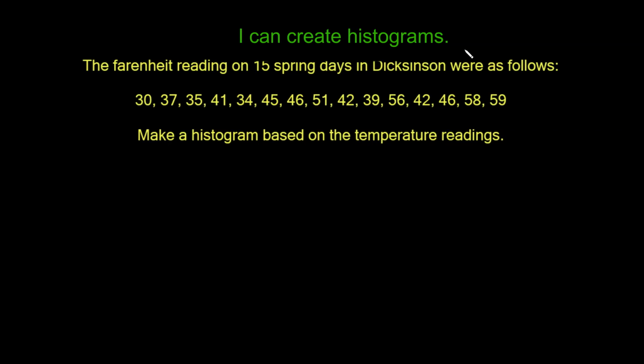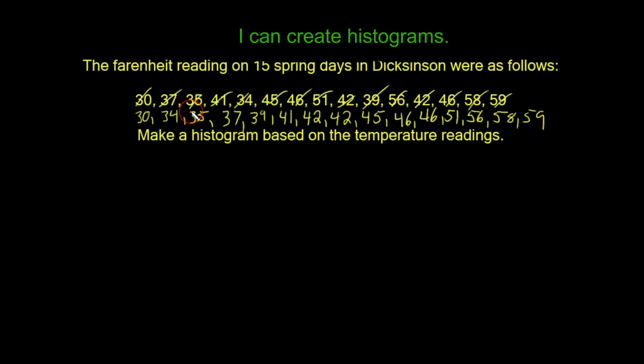It says the Fahrenheit reading on 15 spring days in Dickinson were as follows, and it gives us a list of temperatures and it says make a histogram based on the temperature reading. Okay, so first things first, just like with anything else, we're going to list these in order from least to greatest right away. Now that we have our data set in order from least to greatest, and it looks like 30 is the minimum and 59 is the maximum, let's go ahead and make a table based off of this data.